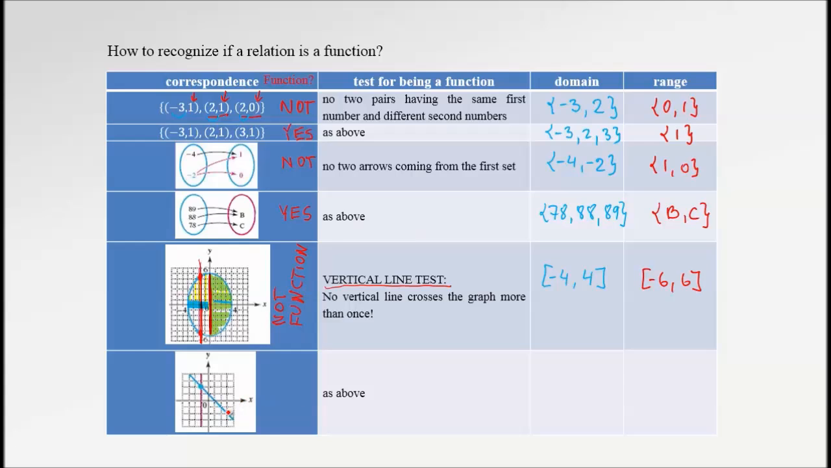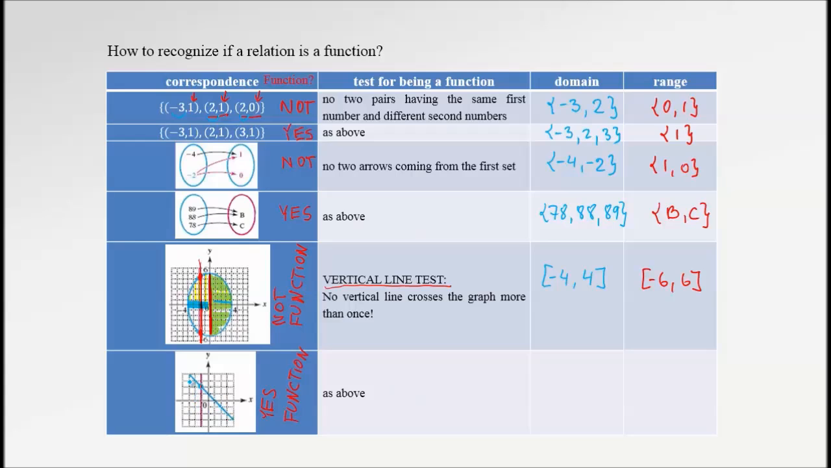And one more example. Again, a graph is given. If we use the vertical line test, no matter where we place the vertical line, it will always cross the graph only in one point. So that means we deal with a function. Yes, a function. The vertical line test holds.